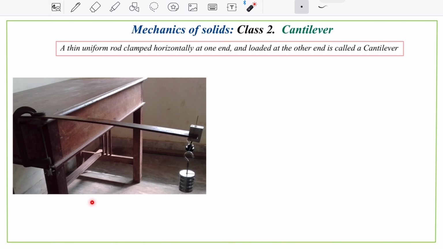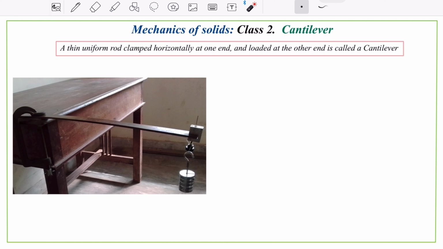The cantilever arrangement is shown in the figure. This is the thin uniform rod or beam. This beam is clamped here horizontally. That is, one end of the rod or beam is clamped here. The other end is loaded with a weight W. Now this setup is called a cantilever.